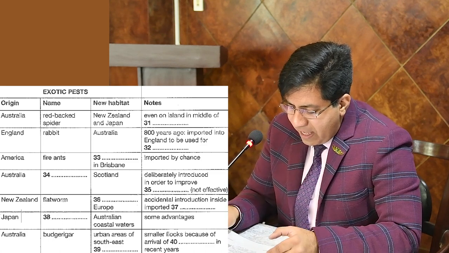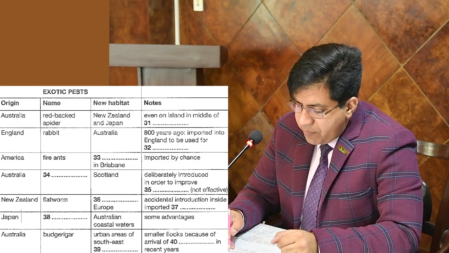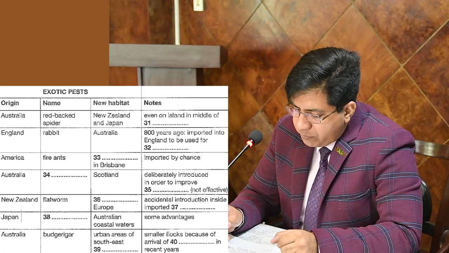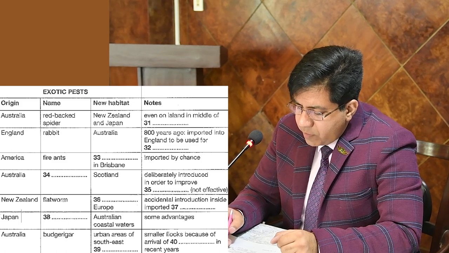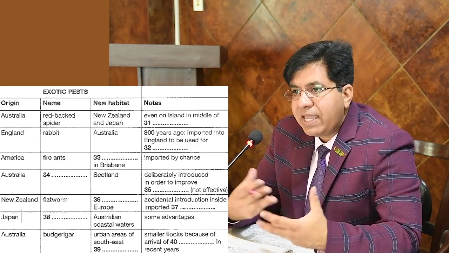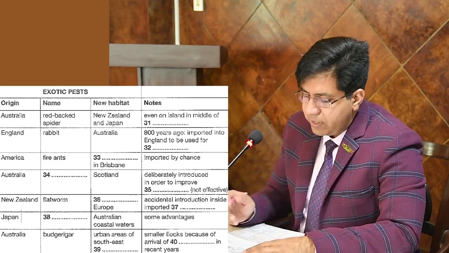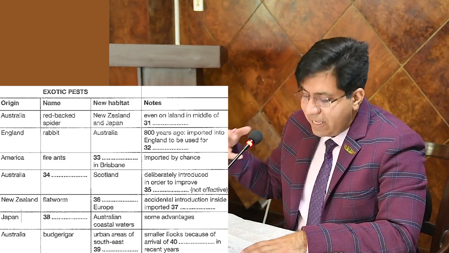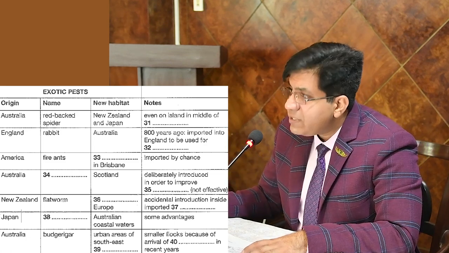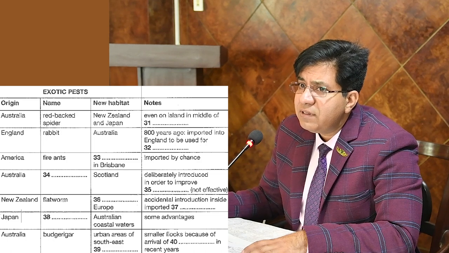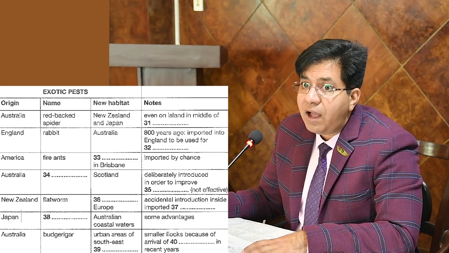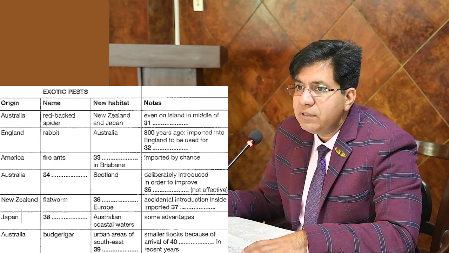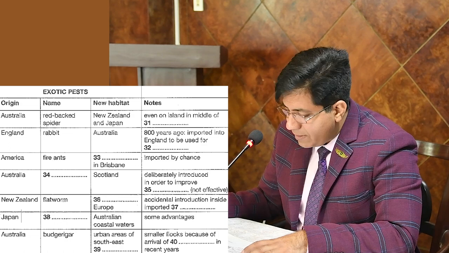Then Scotland. And we have another question here in notes. Deliberately introduced. In order to improve, now underline the word improve. In order to improve something. So for improve, they can replace it and improve what? Okay, now imagine earthworms, they live in the mud. So what is it that they can improve? Let's see. Have you seen earthworms? Where do they live? They live in the garden. Where? In the mud or soil. So what is it that they can improve? Yeah, maybe something like that.